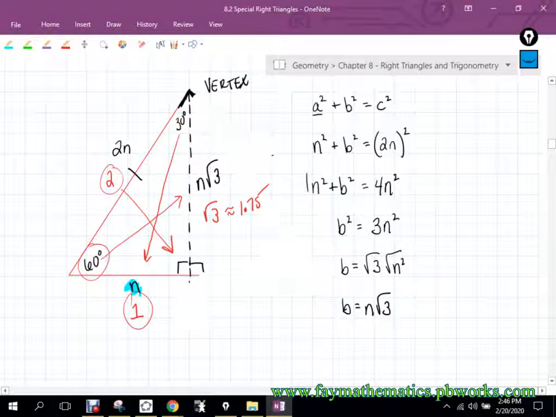If you can remember that, remember you've got to use n, 2n, and n radical 3. n is the smallest. Always got to be across from 30. 2n is the hypotenuse. Always got to be across from 90. And then that will tell you where n radical 3 has got to go. And you'll be able to manipulate these problems and work through these problems a little bit easier.